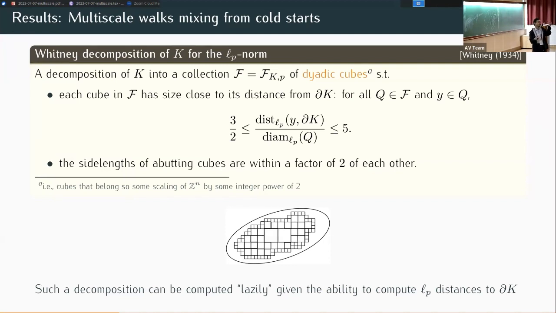And you can algorithmically figure out, just using an oracle which can compute distances to the boundary, which cube the point lies in. You can construct that from this decomposition. So this decomposition exists abstractly. You don't have to compute it in advance. You can compute it on the fly.